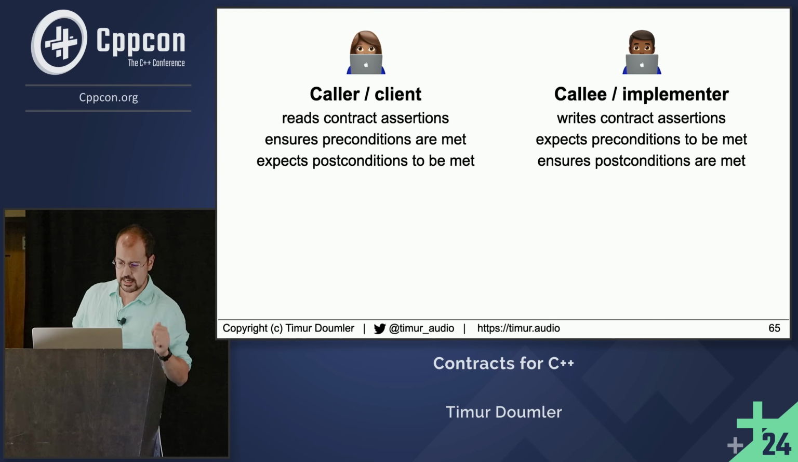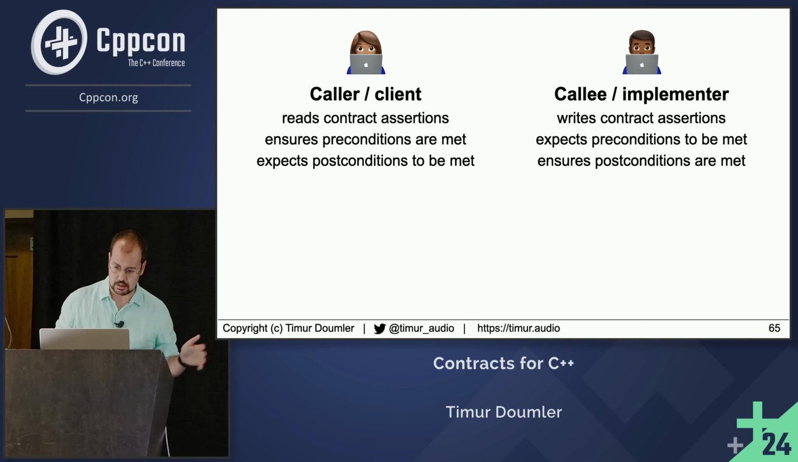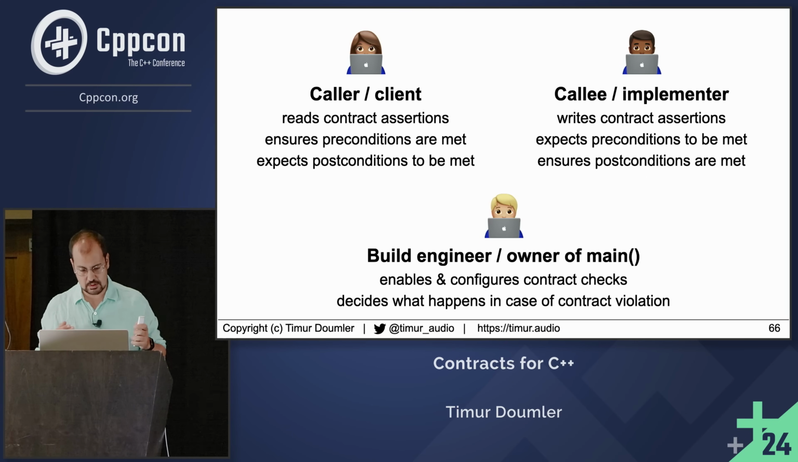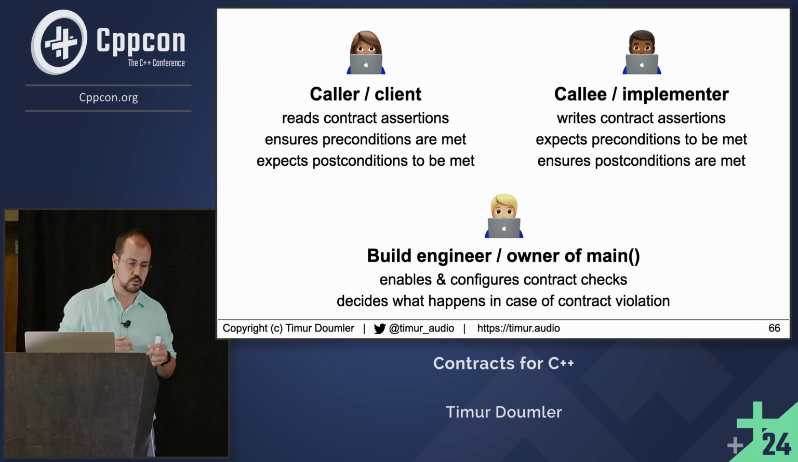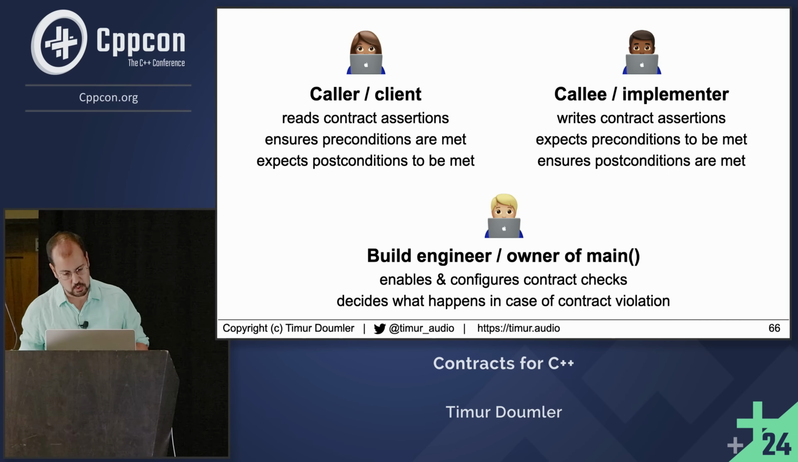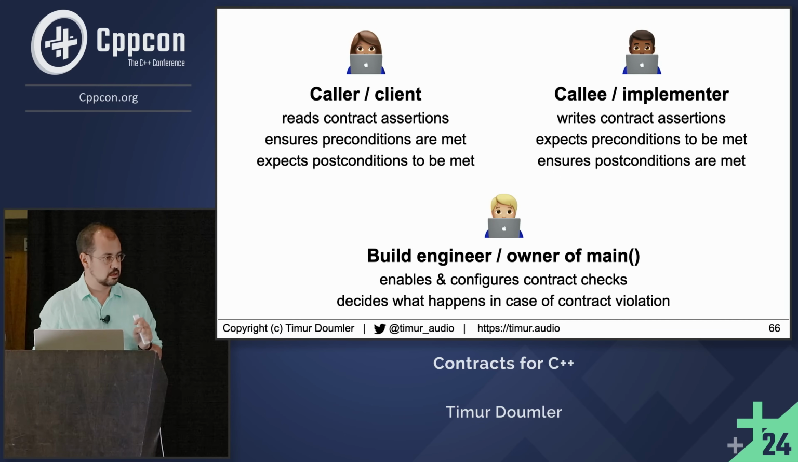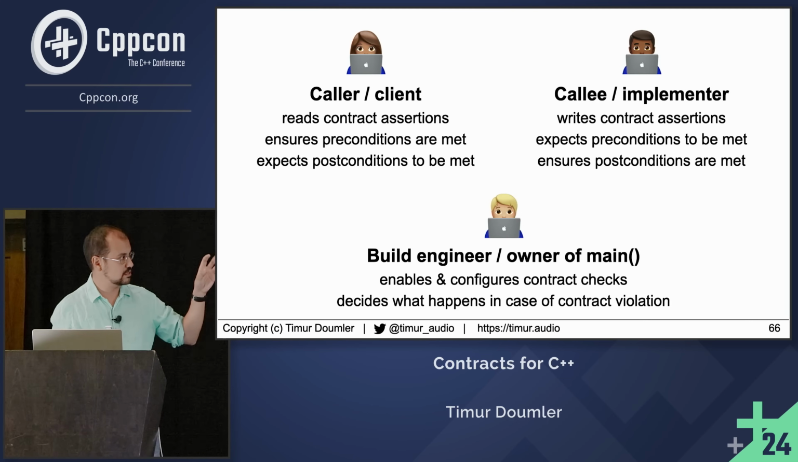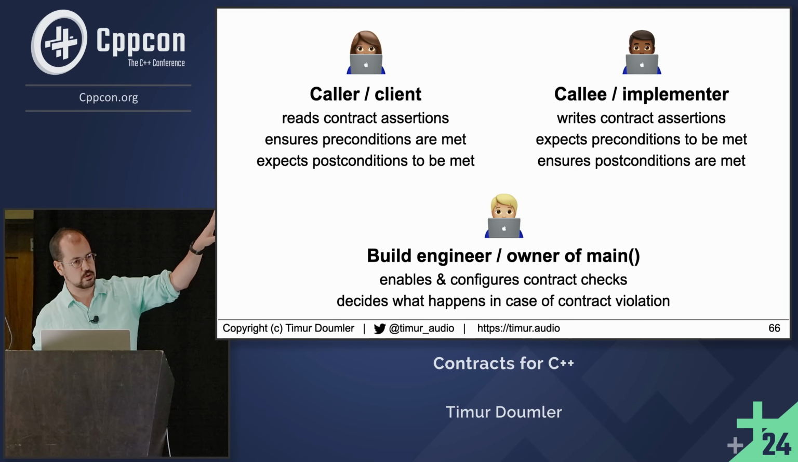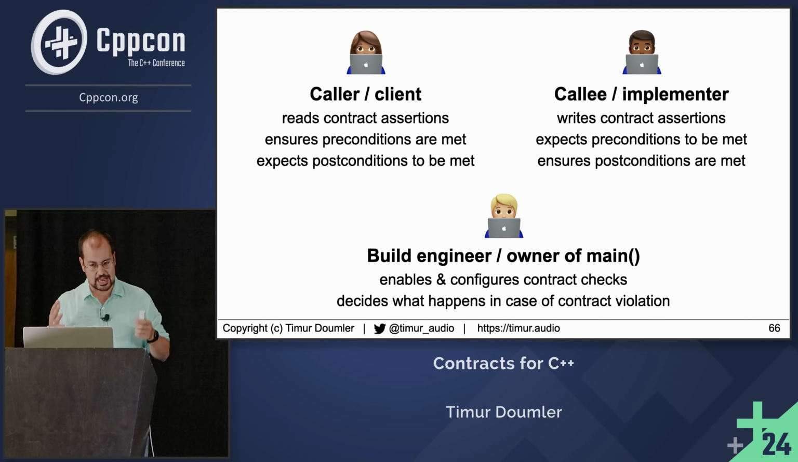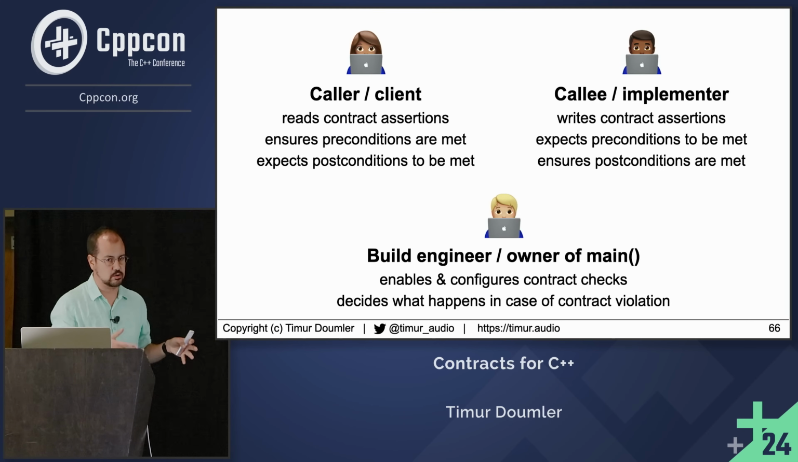But P2100 contracts add a third role here, which is a third person. And all of this can be one person, but it can also be three different people. And this role is the role of the person who actually compiles the program, right? And so the person who compiles the program, they enable or disable the checks. They configure what should happen when these checks fail. And so that is something that is now separate from the code that either the callee or caller see. And this is really the salient, the most important aspect of what you can do with P2100 contracts that you can't do with any feature today.